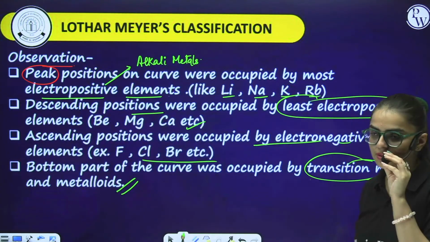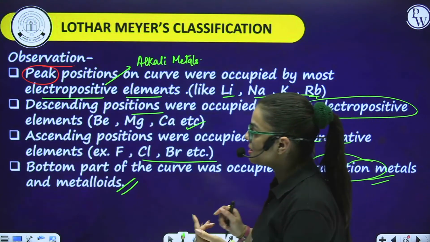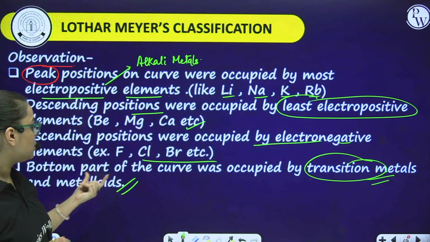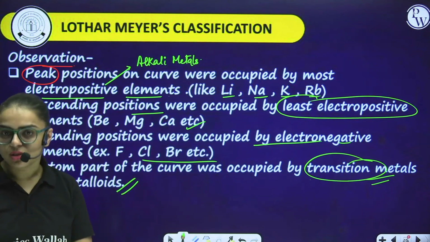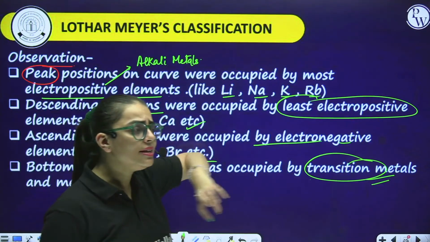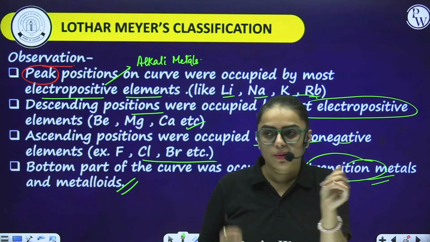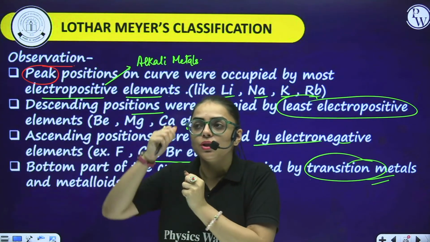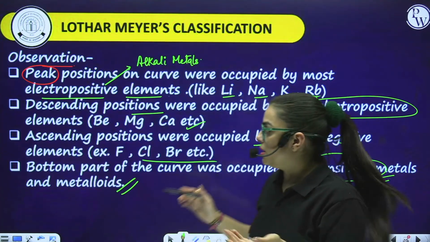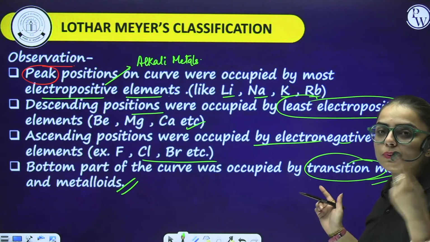See over here, they have given the position to electropositive elements, then to the ascending ones, to the descending ones, and then the bottom part of the curve was occupied by the transition elements. So see, the Lothar-Meyer curve was somewhat similar to the modern form of the periodic table. He gave a few points that played a huge importance. But yes, it is based upon atomic volume and atomic weight.